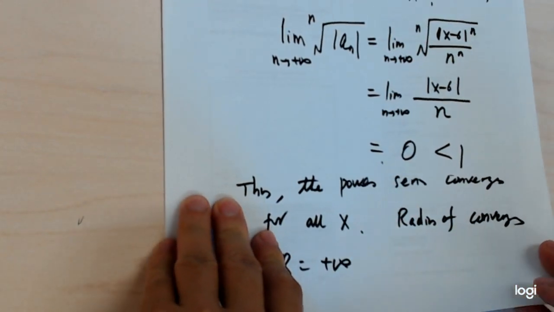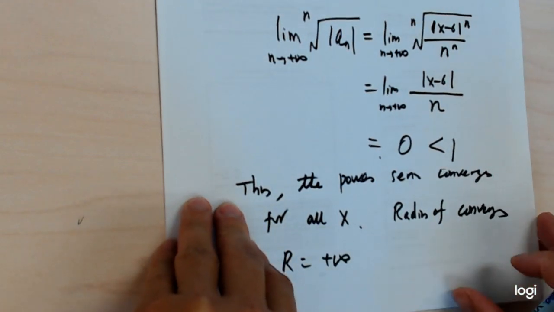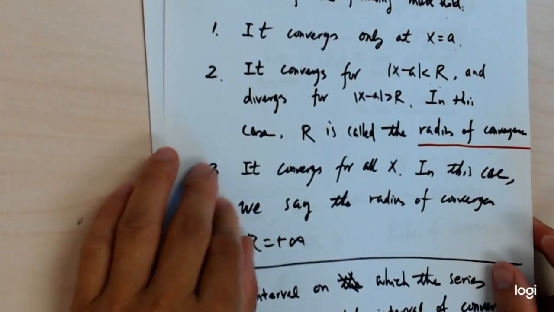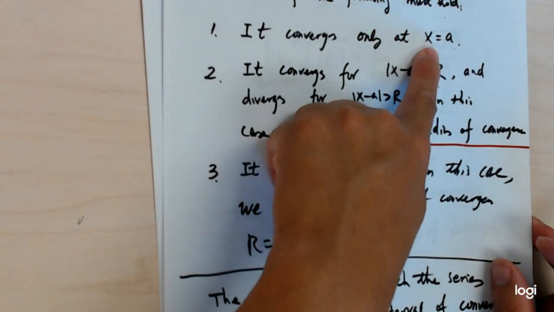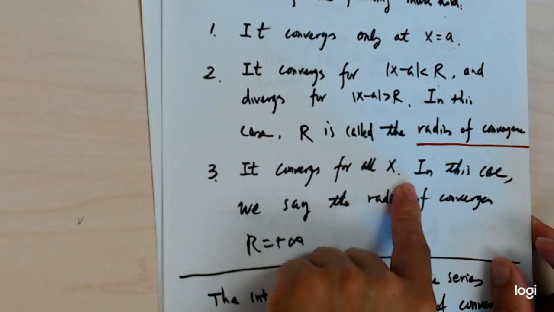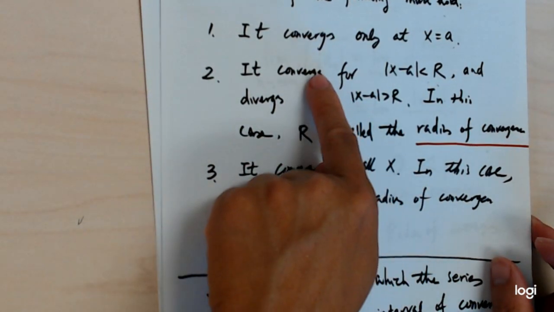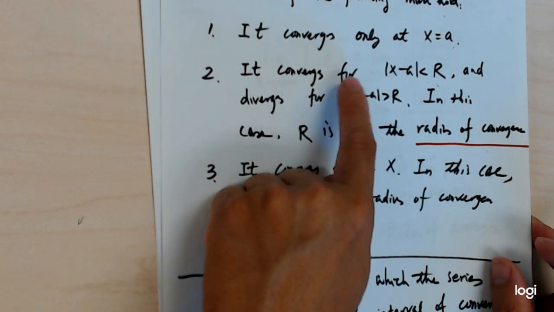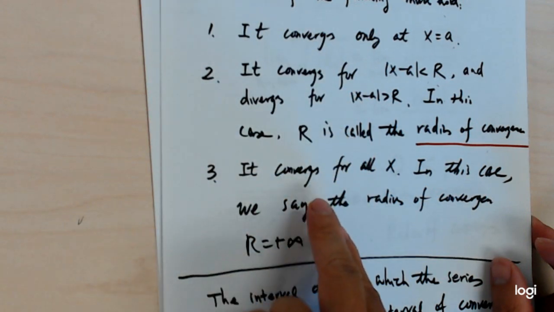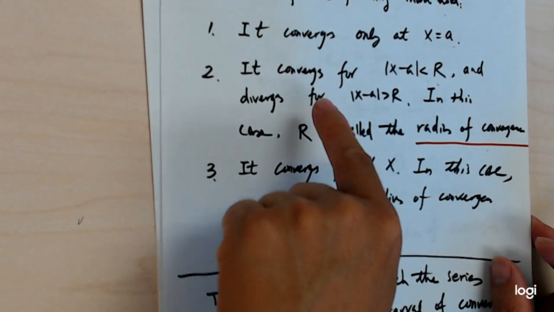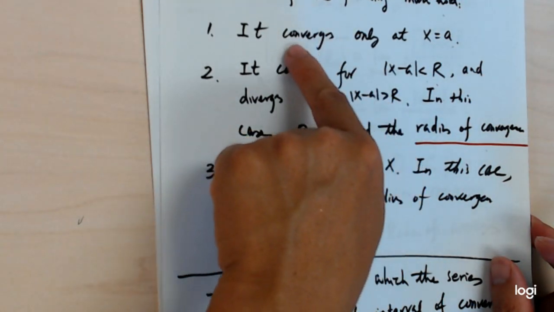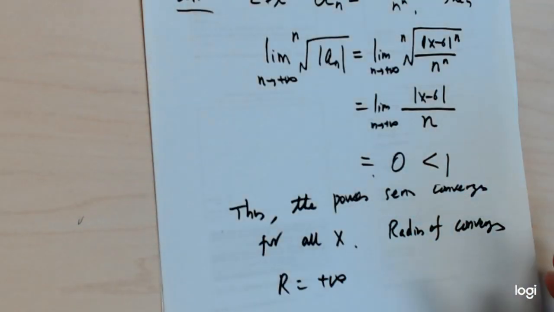Now we'll show you an example that converges only at a single point. Remember that theorem? It says there are only three cases: either it converges at a single point, or converges for all x, or, and this is the most common case, it converges on some interval. I showed you an example of the first one, and now I will show you the scenario where it converges only at a single point.